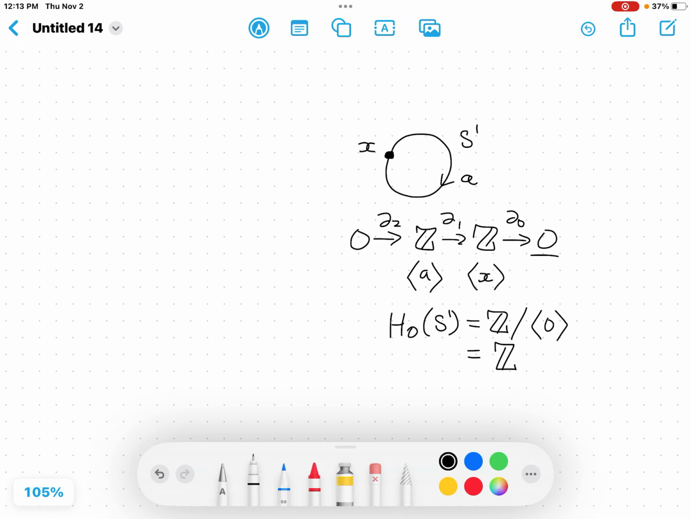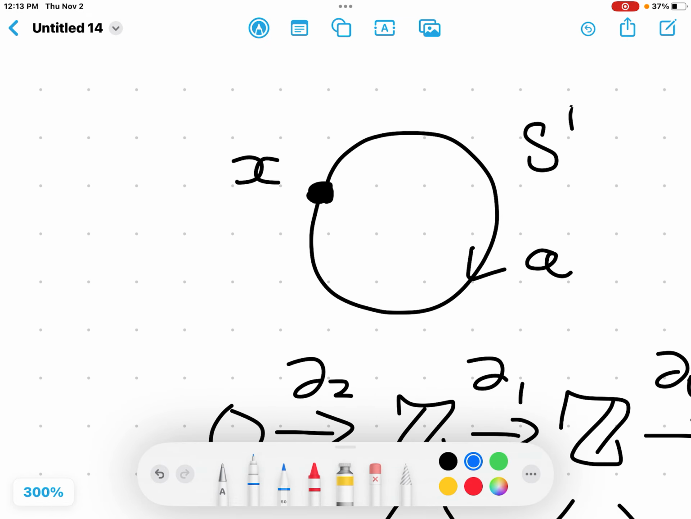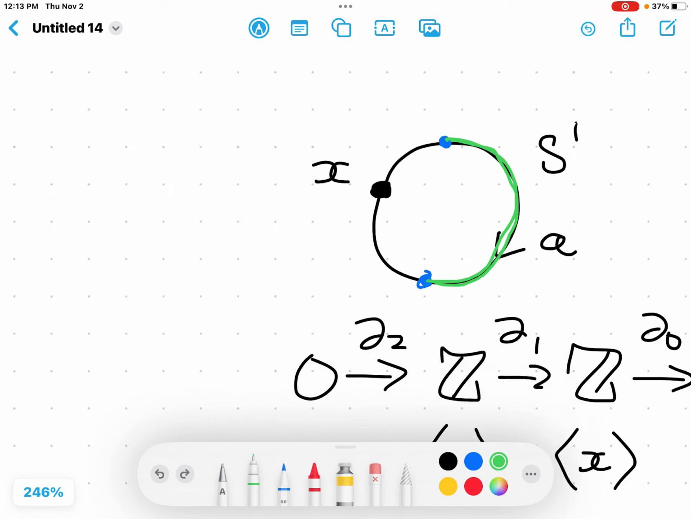And it's true because S1 is path connected. If I choose 2 points, say over here and here, I can build a path between them. So just trace along the circle. So what about this kind of path here? Well, that doesn't matter because, of course, there's a hole there.